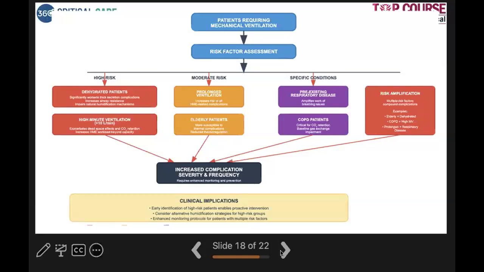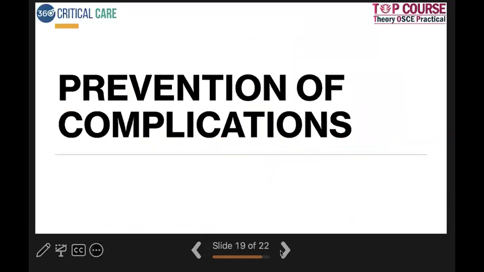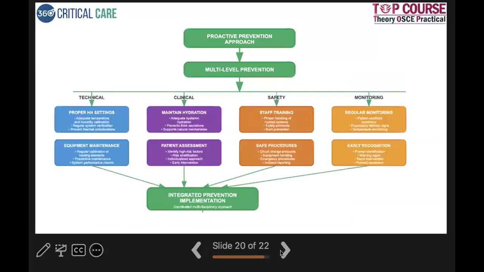And specifically, if the patient has any previous lung disease like fibrotic lung disease or ciliary dysfunction, or in COPD patients, these patients are more prone to the complications. So elderly, dehydrated, COPD, increased minute ventilation, and underlying diseases. So these could all be the risk factors in whom the complications of HME could be more significant. Okay. So how can we prevent the complications of the HME?